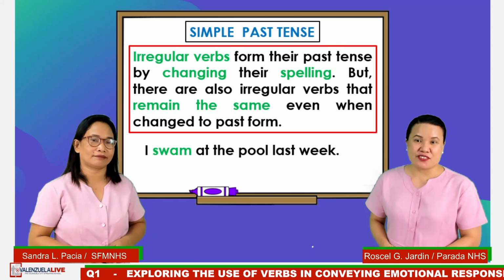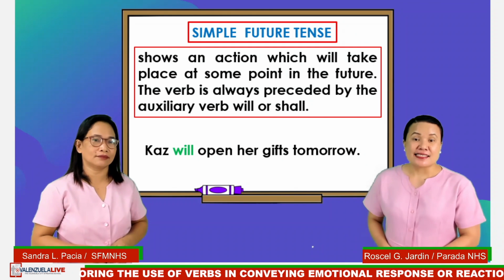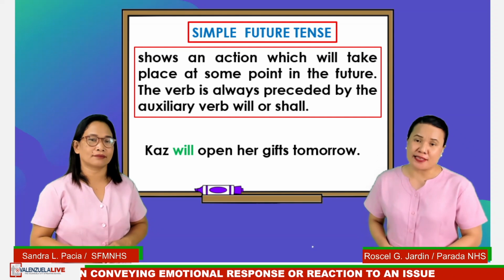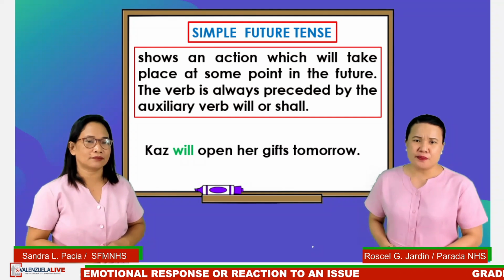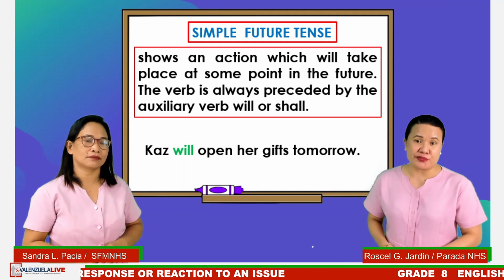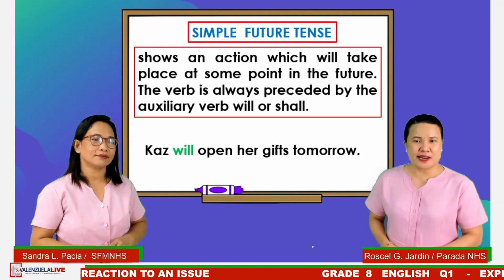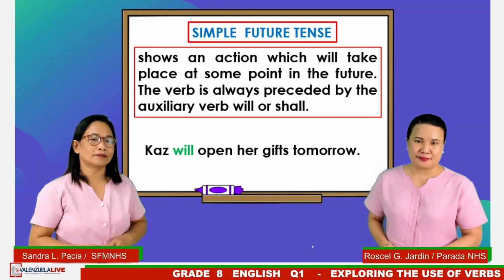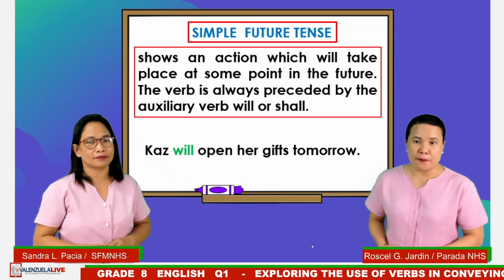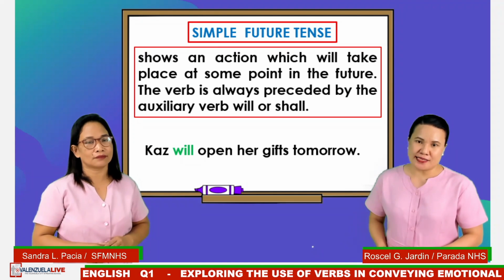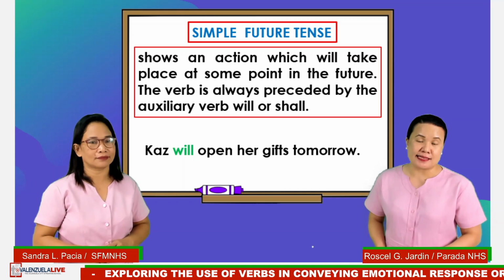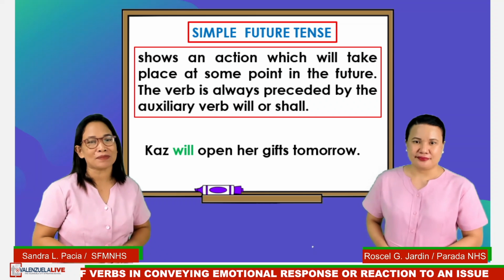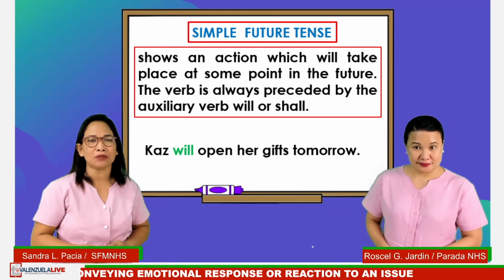The last one is the future tense. Simple future tense shows an action which will take place at some point in the future. The verb is always preceded by the auxiliary verb will or shall. For example, Cass will open her gifts tomorrow. In this sentence, the verb open is preceded by will, which indicates that the action will take place in the future. To check if you understood the lesson about simple tenses, bring out your handy-dandy notebook and pen.